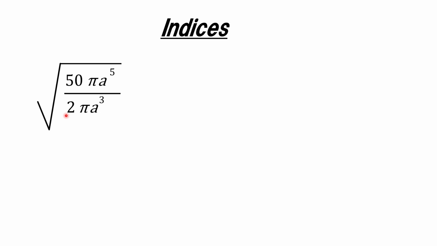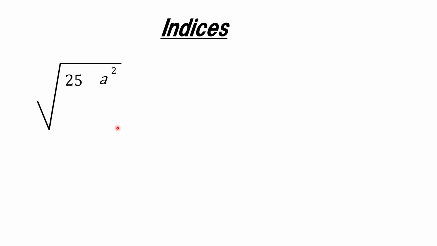50 and 2 are just numbers, so we will first divide them. What's 50 divided by 2? It's 25. Pi and pi look alike, so we'll cancel them. Pi divided by pi is just nothing, so they go away. A to the power of 5 divided by a to the power of 3. This is division, so we subtract the power, so it's just going to be a to the power of 5 minus 3. We don't need this line anymore. Let's go. 5 minus 3 is 2.